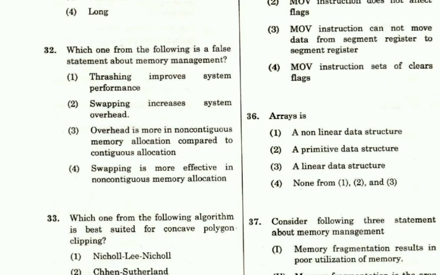Next. Which one from the following is a false statement about memory management? So here option 1 is a false statement. Why? Thrashing is a situation where excessive swapping reduces system performance instead of improving it. And option 2, swapping increases the system overhead, is true. And option 3, non-contiguous allocation has more overhead, is true. And option 4 is also true. Swapping works better in non-contiguous allocation. So option 1 is the false statement here.